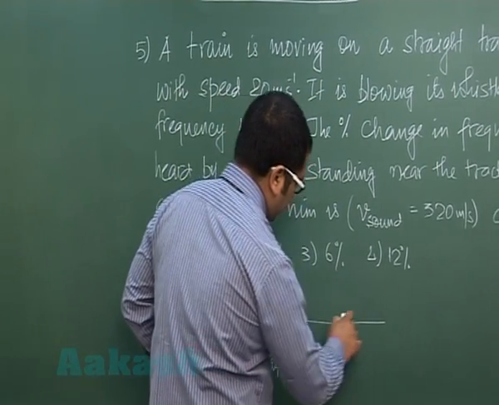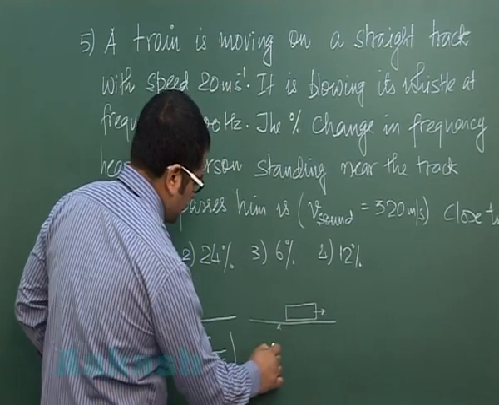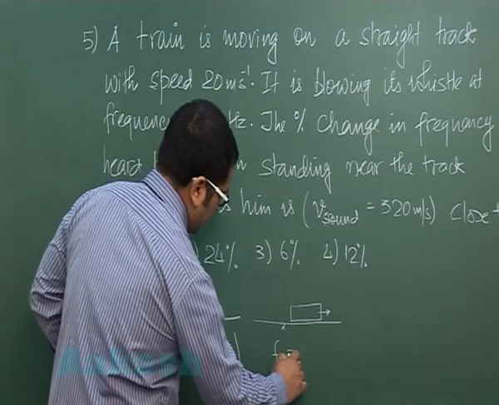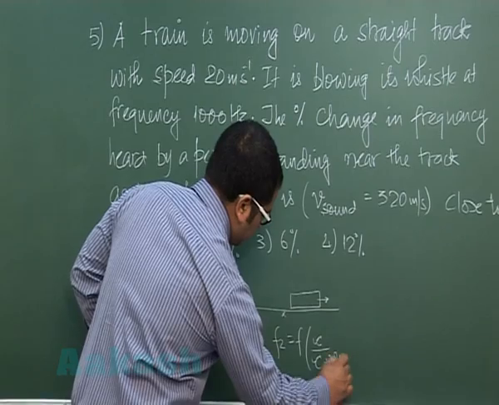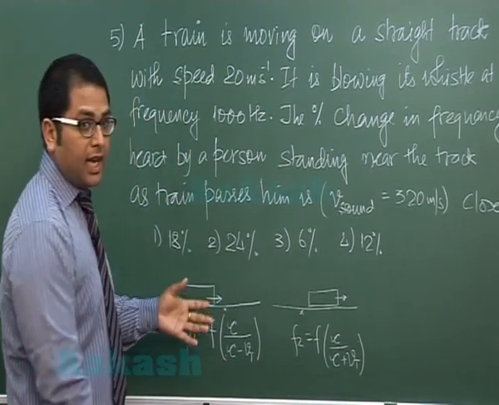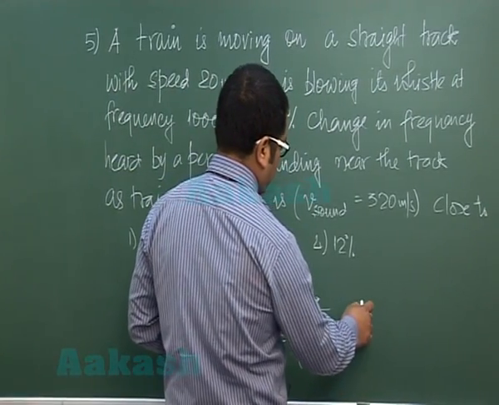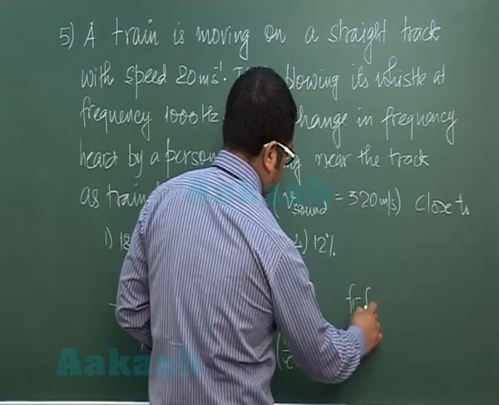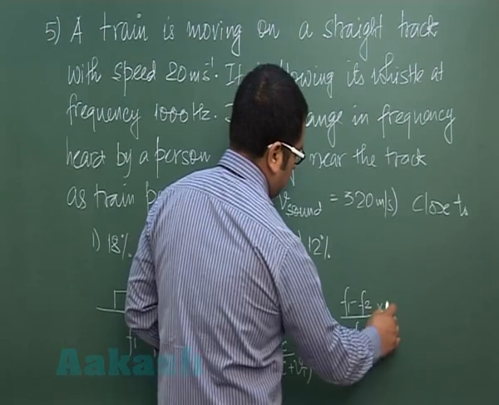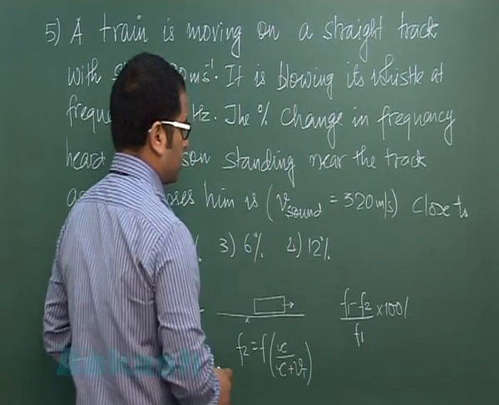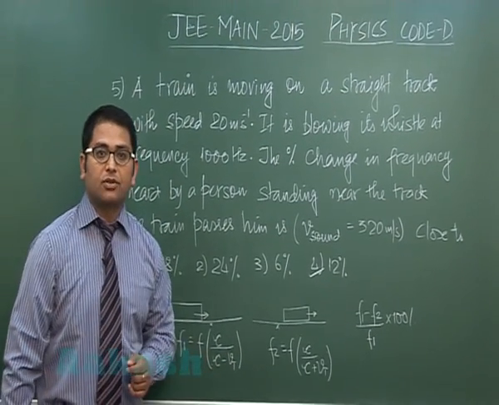In the second case, the person is here and the train recedes, and in that case the frequency heard is f c by c plus vt because the source is moving away. So here I have F1 and F2, and if I need the percentage change, so of course that would be F1 minus F2 by F1. I'm talking of the magnitude of percentage change multiplied by 100%. Plugging all those values, you would land to option number 4. So now let's move to question number 6.